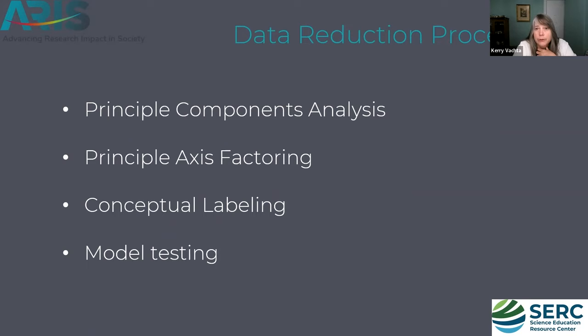So we did reach our 200 respondents, and from there we were able to move into a factor analysis process. There are actually 4 steps or 4 analyses we used in that process. And I wanted to get a sense of what kind of experience anybody in the audience has had with factor analysis.